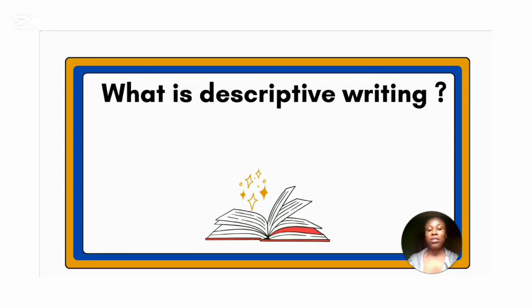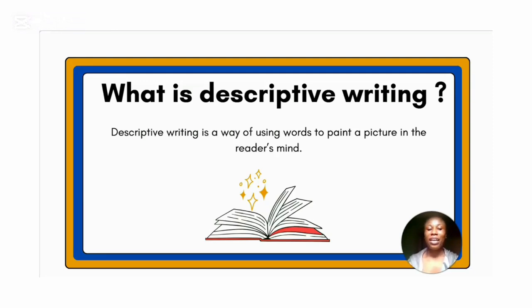What is descriptive writing? So, descriptive writing is a way of using words to paint a picture in the reader's mind. So there has to be a way for you to make people picture what you're trying to talk about. And the only way you can do that is when you know how to use your words. Okay, so that's what descriptive writing is all about.